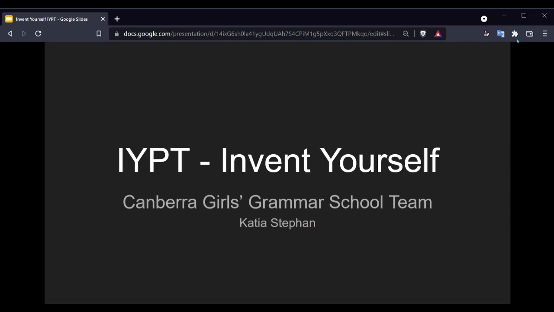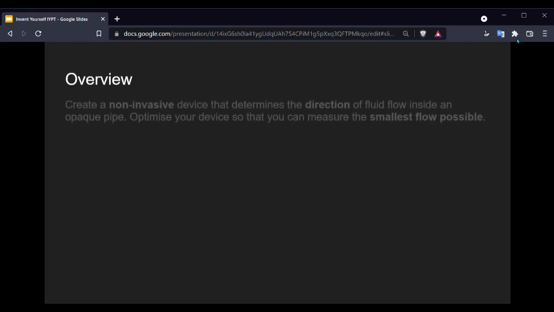My name is Katia and I'm a Year 11 student at Canberra Girls Grammar School. I will be exploring the first problem of the International Youth Physicists Tournament, Invent Yourself, which asks to create a non-invasive device that determines the direction of fluid flow inside an opaque pipe, and to optimize my device so that I can measure the smallest flow possible.